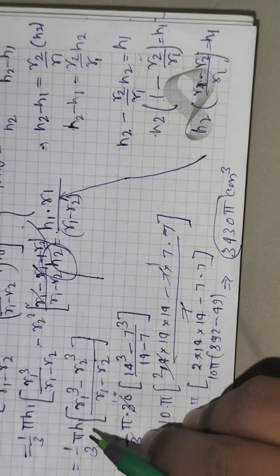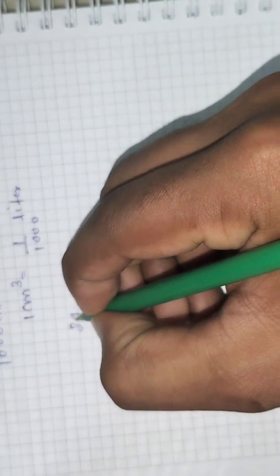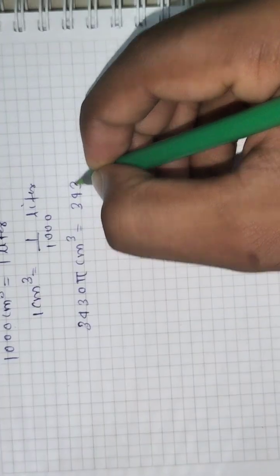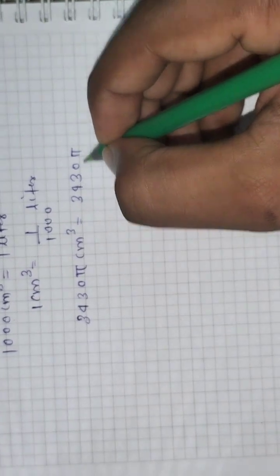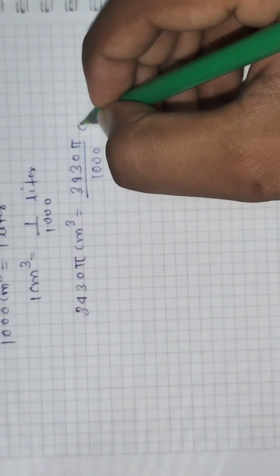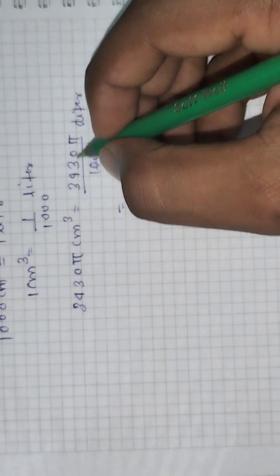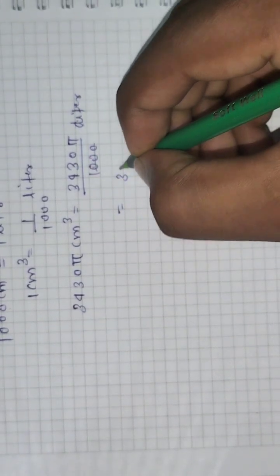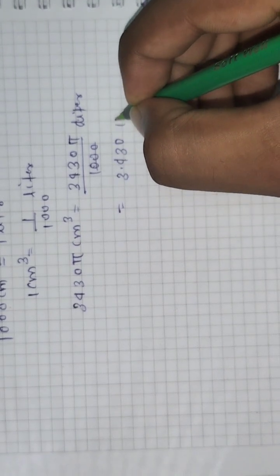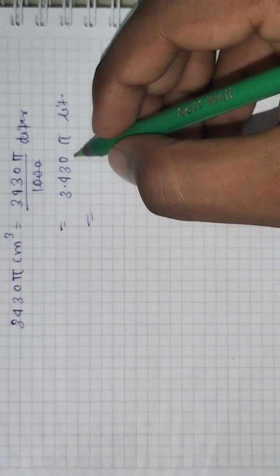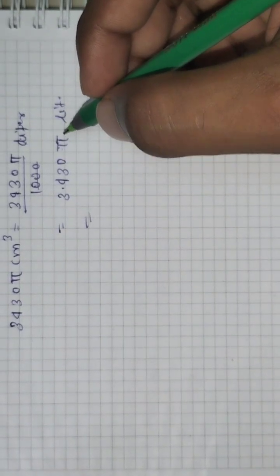So the question is saying, in this volume how much water can we hold. So we will multiply both sides. 3430 pi centimeter cube equal to 3430 pi divided by 1000 liter. So it is 3.430 pi liter. If you leave your answer till here, then your answer is also correct.